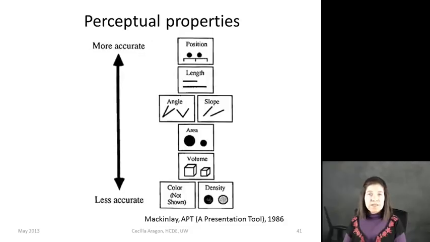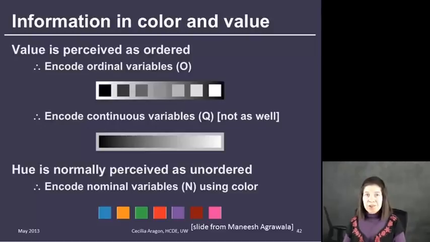So when you're assigning these attributes to your data, make sure to choose position for your most important quantitative data and save color and density for nominal data. A final note on color.